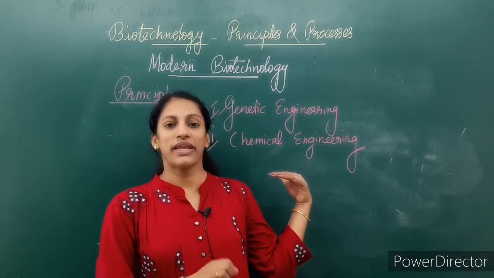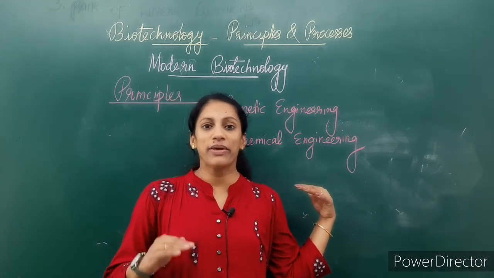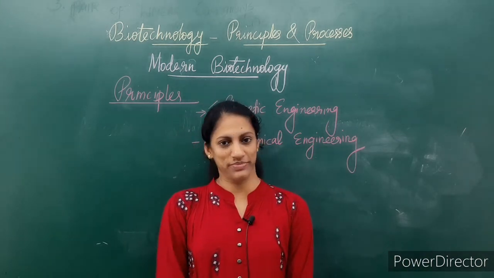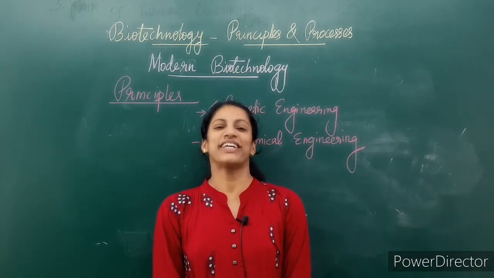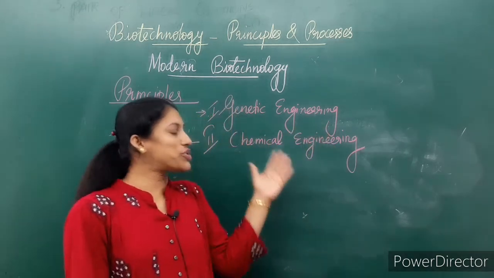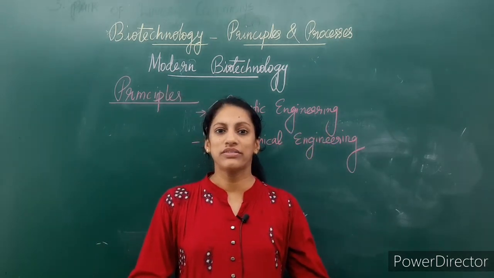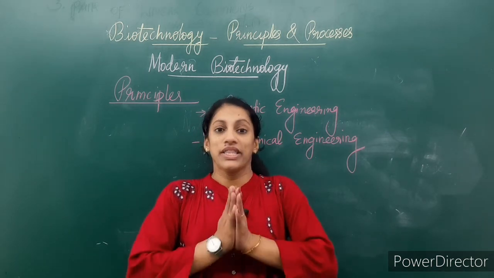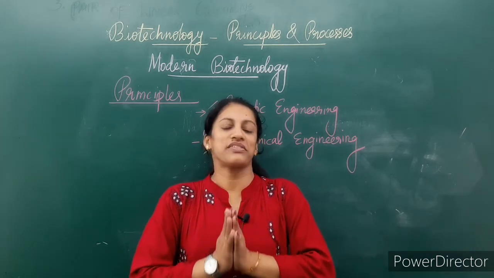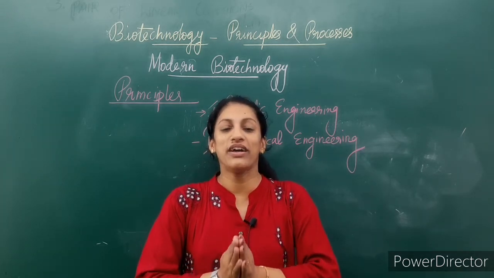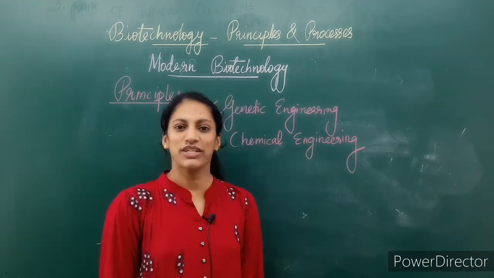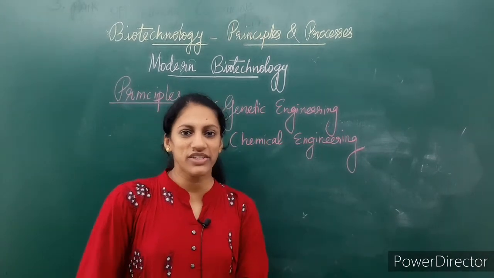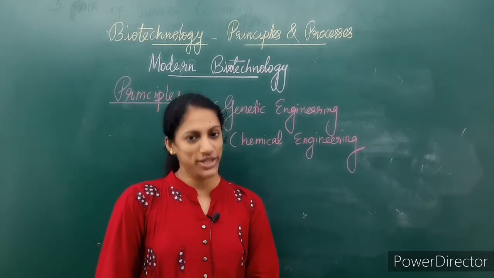When we make a better ambience for genetically modified organisms, that comes under chemical engineering. Developing a better ambience for genetically engineered organisms is what is called chemical engineering. If these two areas are very well planned and executed, there is 100% success in biotechnology applications. So the two major principles of biotechnology are genetic engineering and chemical engineering.